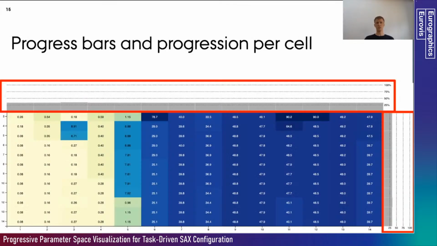The visualization also includes progress bars for all columns and rows, and also a progression per cell. Hereby we indicate the degree to which the data has been processed across the particular set of parameter combinations. This serves as a visual guide for the user to determine both the quality of the partial results as well as the progress in the overall computation.